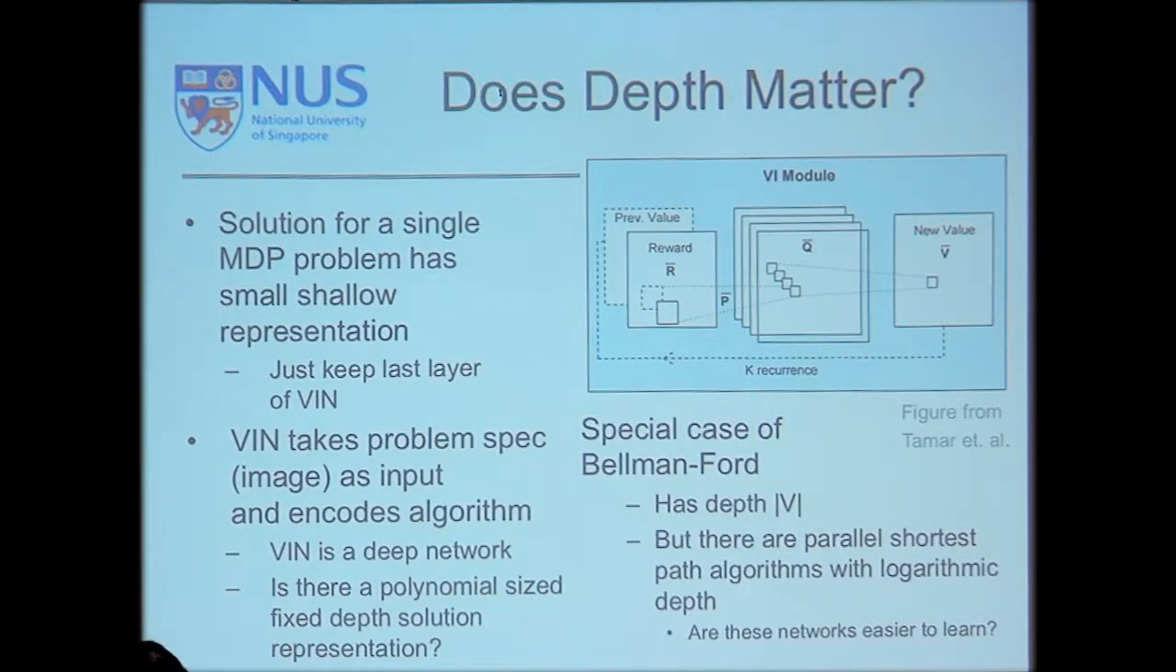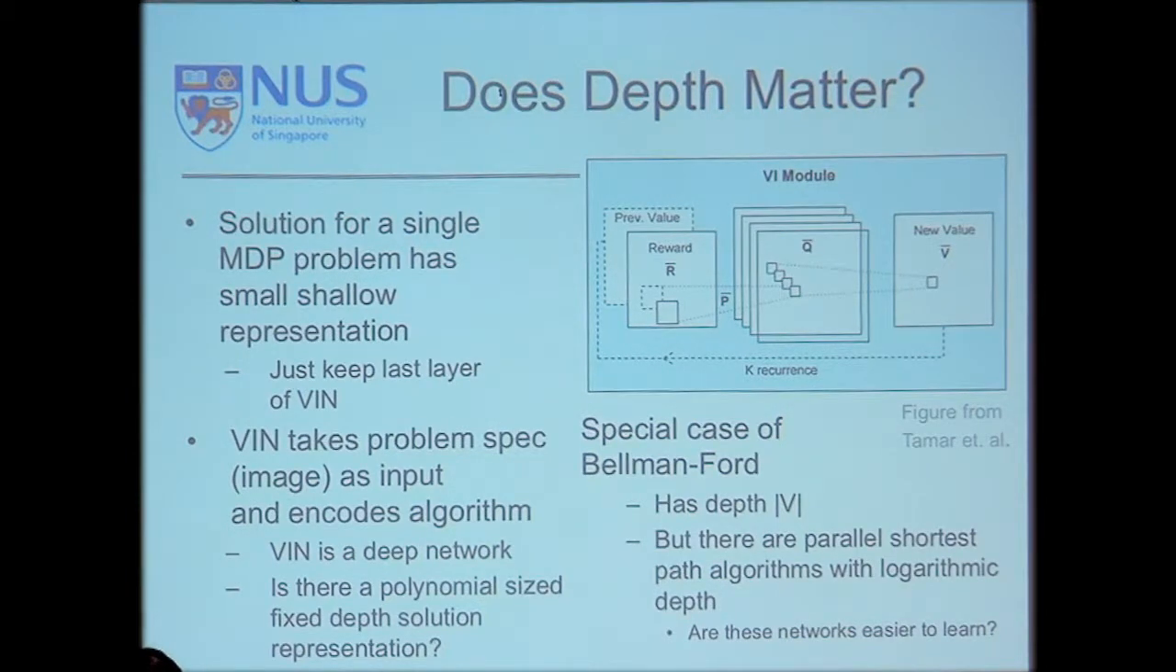One question is, does depth matter? One of the reasons for the resurgence of interest in deep neural networks, which are called deep, is that people have found that as you add depth, it seemed to help. So in this sort of problem, does depth matter? For a single Markov decision process, if I only solve one problem, you actually have a small representation with a shallow network. It's easy to see. Since you're solving one problem, you solve it, and even in the value iteration network, just keep the last layer, and that gives you a shallow network, which is small. So solve one problem, small network.